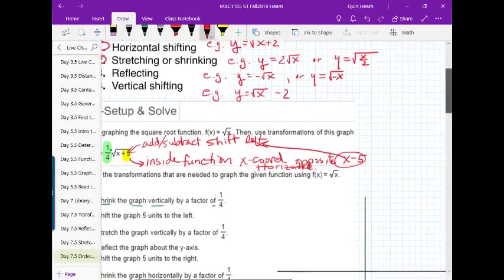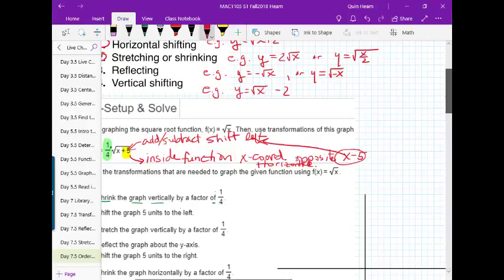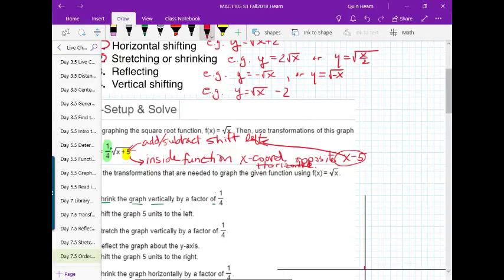So here's what I mean. Remember, our square root function goes through the point (0, 0), it goes through the point (1, 1), and it goes through the point (4, 2). It looks like half of a parabola going up and to the right. So I'm going to write down my 3 key points: (0, 0), (1, 1), and (4, 2).